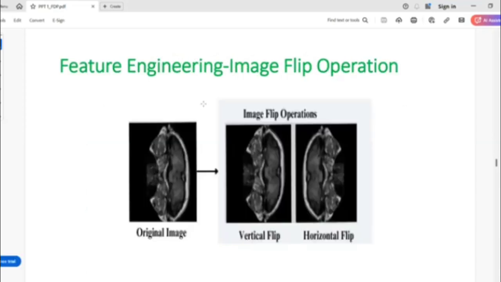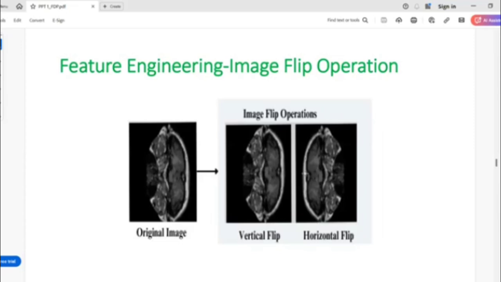Moving further, we have seen various image augmentation techniques, right? This is our original image. We are applying some flip operation. Flip operation can be done in two ways. One is horizontal flip and the second one is vertical flip. So this is about your flip operation.